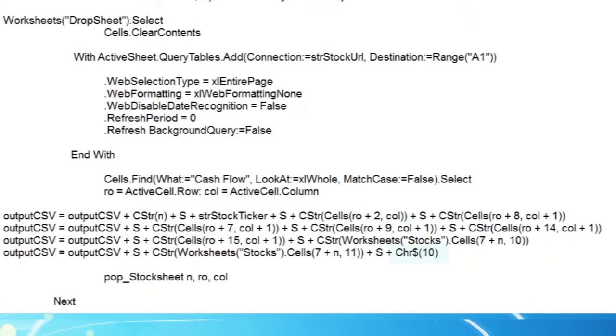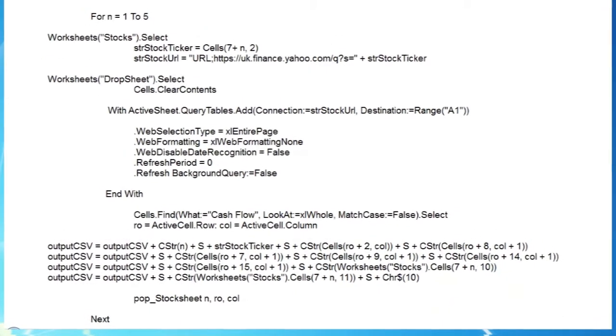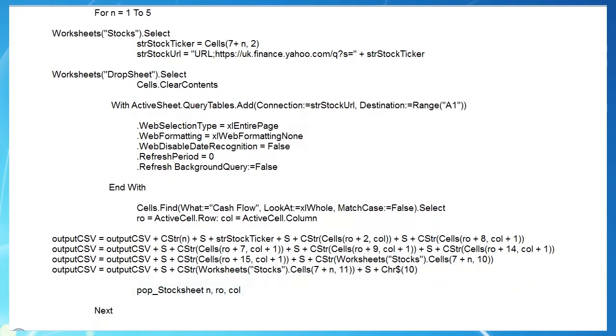Notice also the end of line character 10 when we reach the end of each company's data. This keeps each company's data in our file separate. At this moment, we've not actually added anything to our worksheet stocks, so we'll call a little routine called popStockSheet to do this.